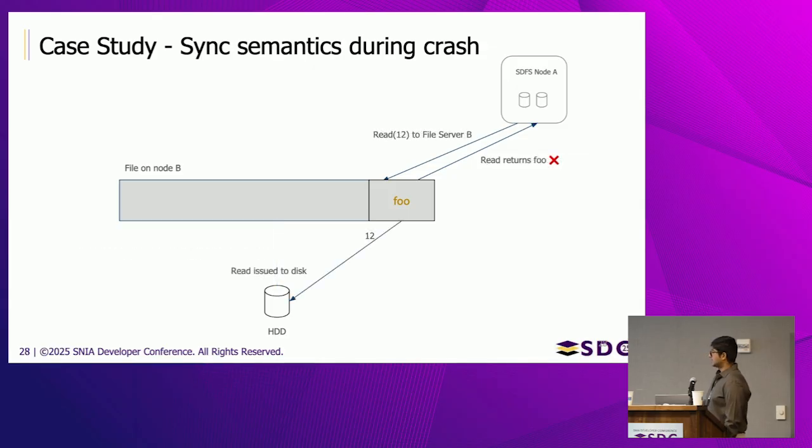But now when a client does end up reading at offset 12, the read would only return foo, because that's what has been persisted to disk, and the buffers that contained bar have been emptied by the crash.